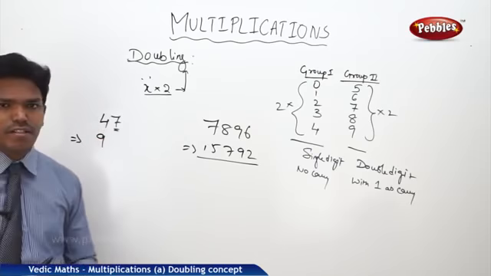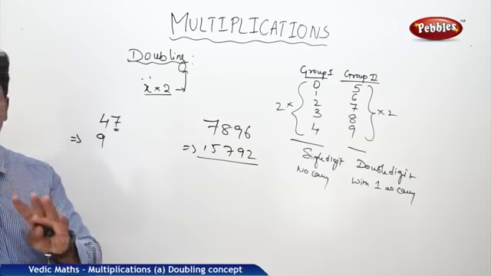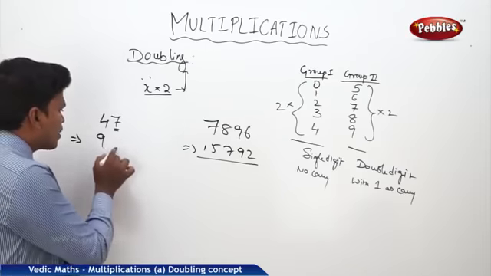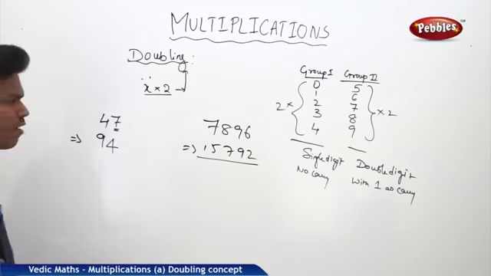Now what is 2 7s? 14, but in the 14 write only the end number, that is 4. So what is your answer? 94. One more example.